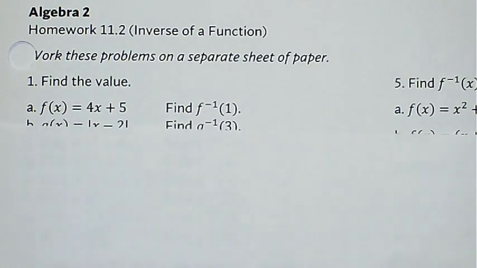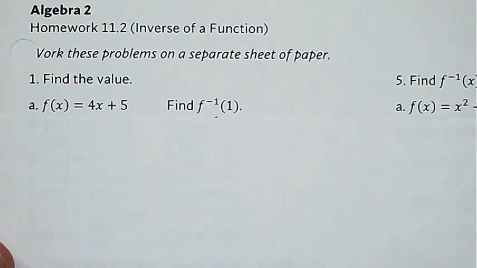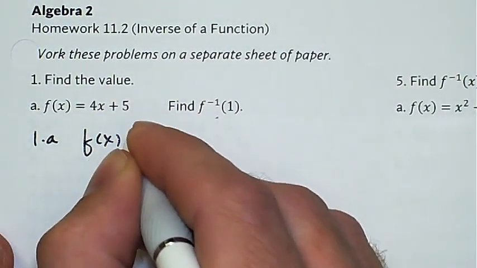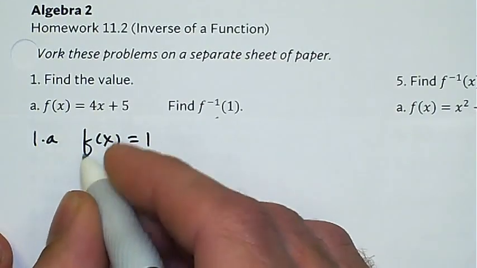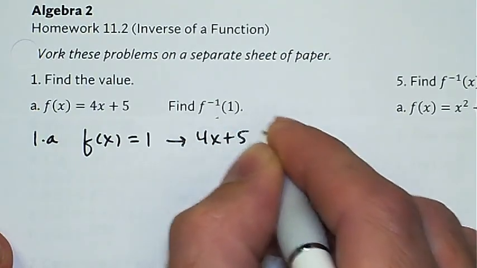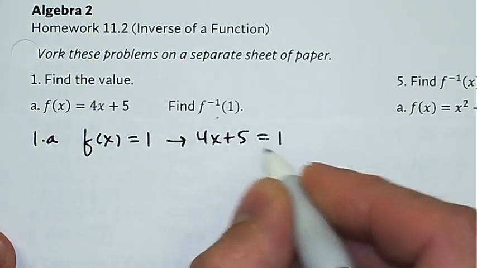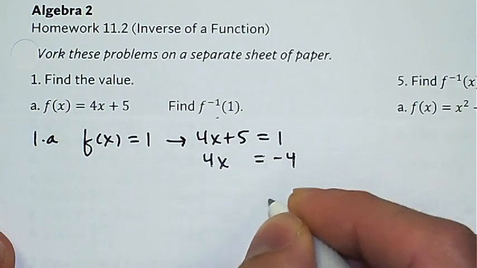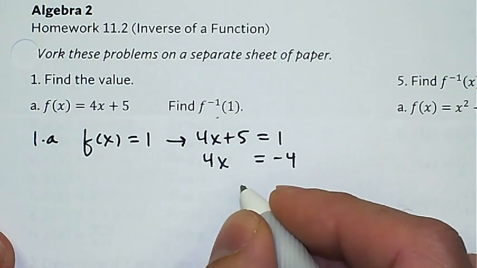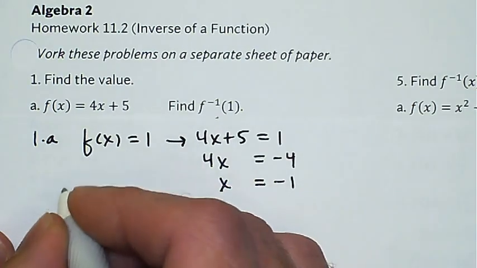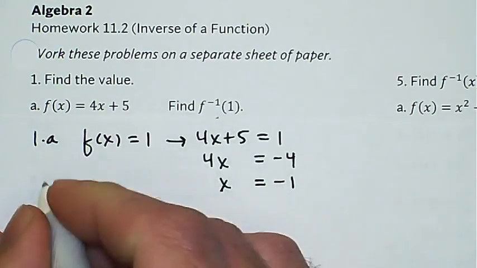So first, when we're finding the value of an inverse function, all we're going to do is set f of x equal to, in this case, 1. So I'm going to say f inverse of 1, we're going to set f of x equals 1. And we've got a formula for f of x, that's 4x plus 5. And I'm going to solve for x by subtracting 5 from both sides. And then I'm dividing both sides by 4 and getting x equals negative 1. So I'd say f inverse of 1 equals negative 1.